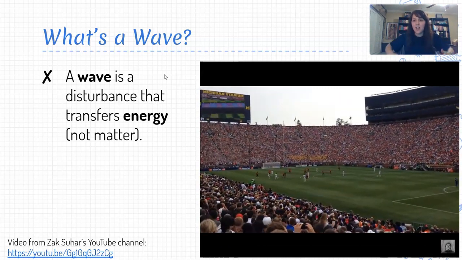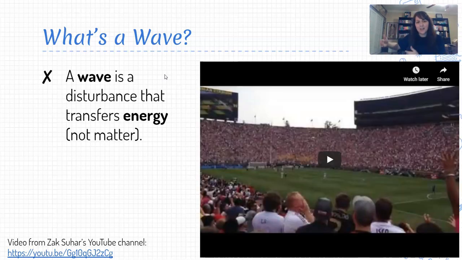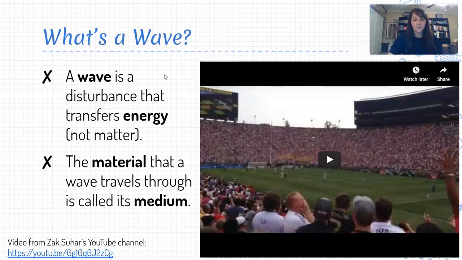That one person jumps up, has energy, and then the energy gets passed on to the next person, and so then they jump up, and then the next person, and the next person, and so on and so forth. When we see a wave moving, what we're seeing is the movement of energy, not individual particles moving with the wave, but energy passing from particle to particle to particle as it goes.